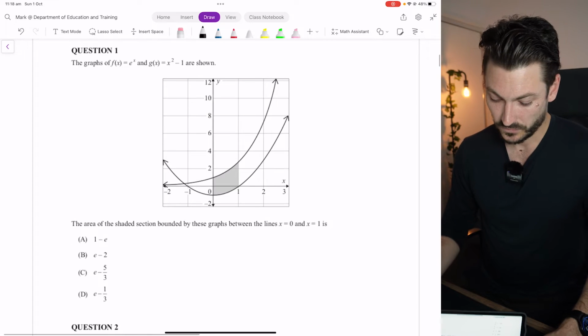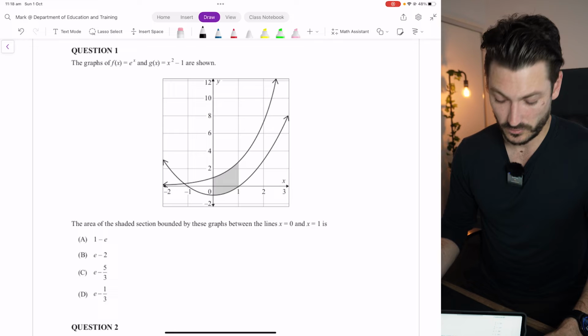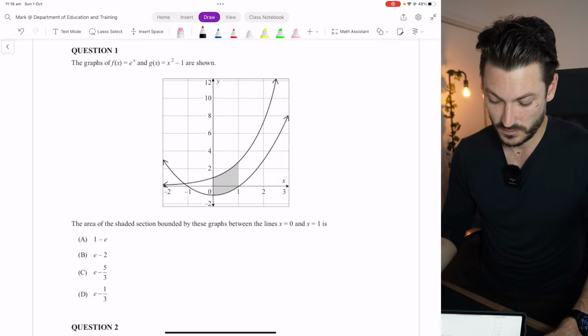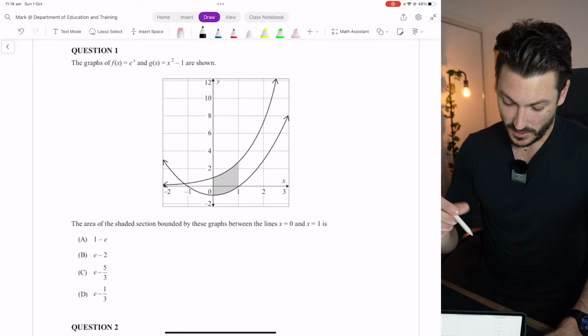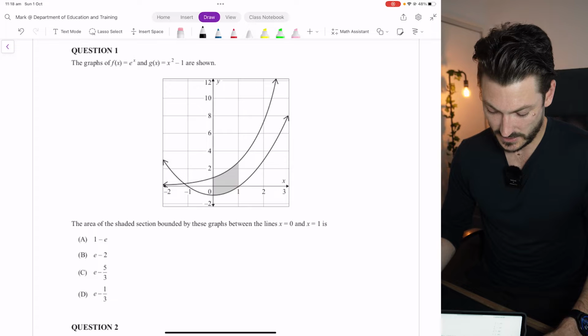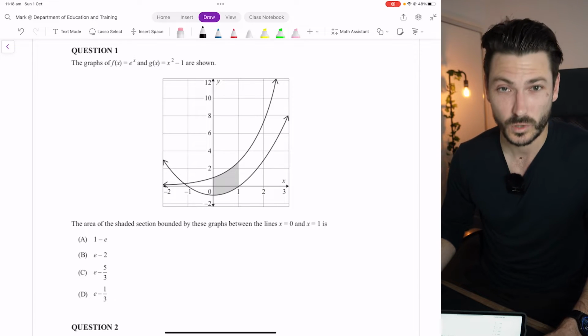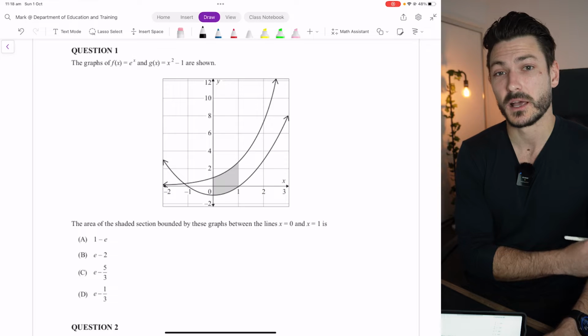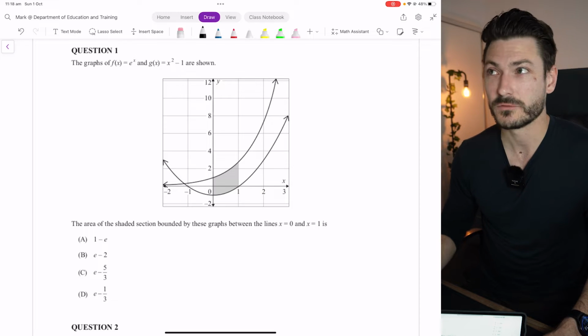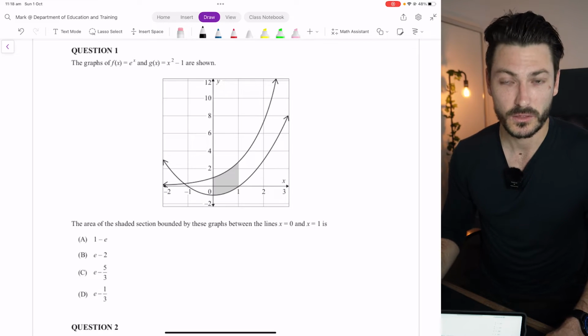So question one, we've got two functions on this graph. We've got e to the x and x squared minus 1. Those are shown. And they ask for the area of the shaded section bounded by these graphs between the lines of x equals 0 and x equals 1. So we're going to be doing the two different integrals, and we're going to be subtracting them.